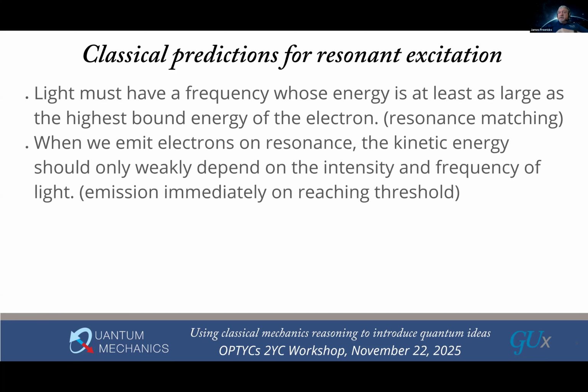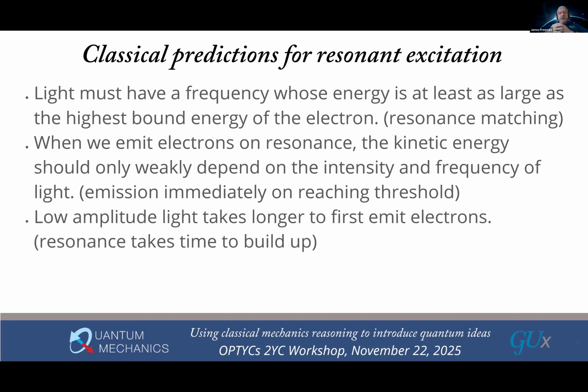Now, when we emit the electrons on resonance, once they can get out, they go out. So the kinetic energy of the electrons should depend only very weakly on the intensity and the frequency of light. It should be essentially the same for every driving that I'm doing, because once they can be emitted, they get emitted with essentially very, very small kinetic energy. Once they reach the threshold, they'll be emitted. So this is, again, a testable thing that you can interrogate with your ideas about the photoelectric effect and trying to describe it classically.